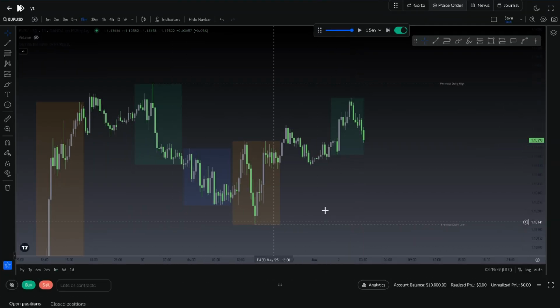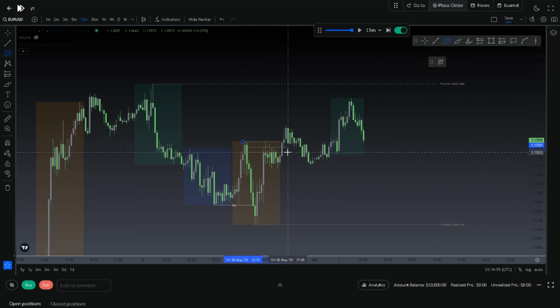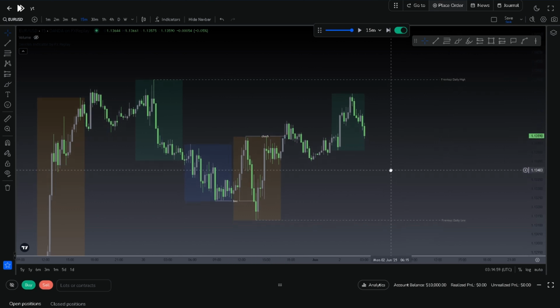First off, in this breakdown, we're going to mark out our structure on the 15-minute time frame. We had this break of structure to the downside here, followed by a break of structure to the upside right here, being a change of character. Okay, so we went from bearish and we're now bullish.